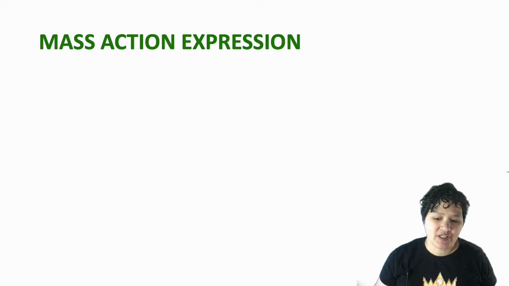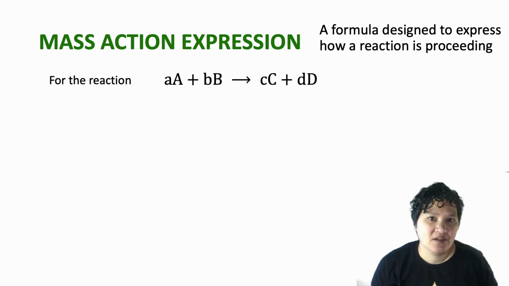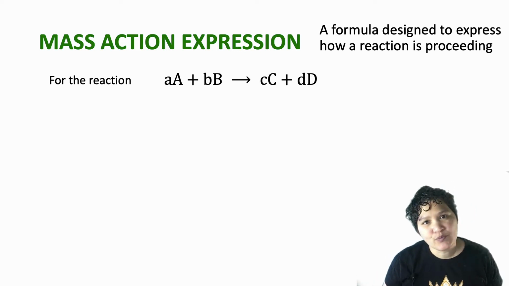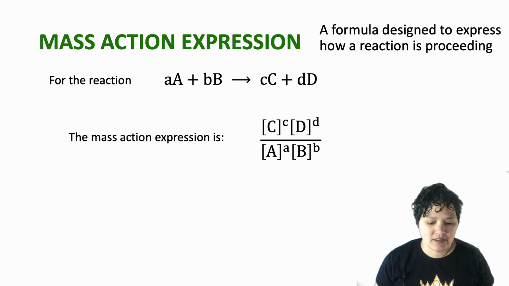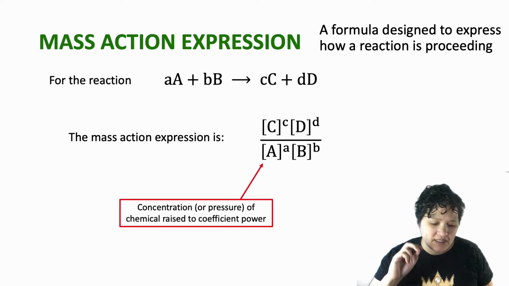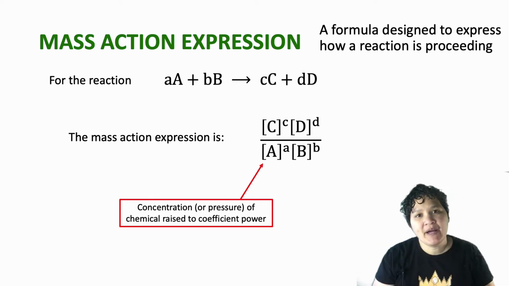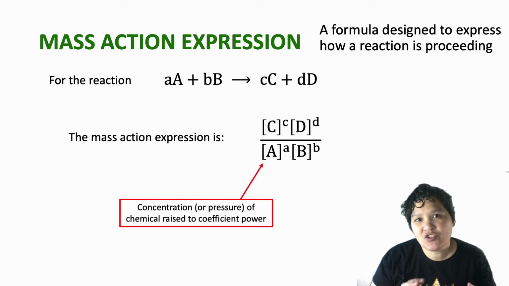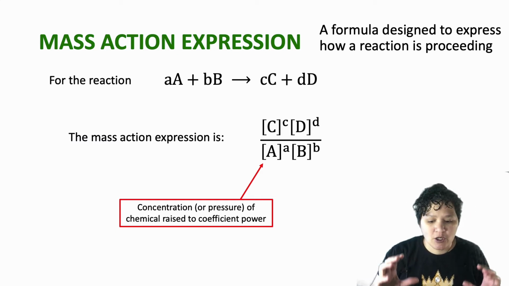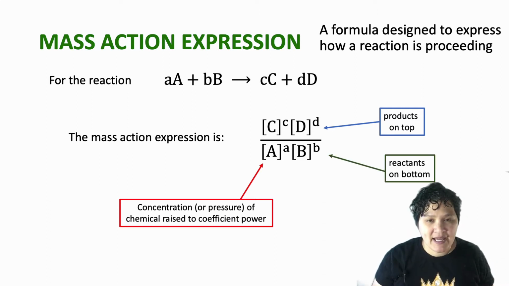So the mass action expression is basically a formula that tells us what's going on in a reaction. And for our generic reaction with two reactants and two products, each with their own coefficients, the mass action expression is going to look like this. Each chemical species in the reaction, be that products or reactants, is going to have its concentration raised to a power which is equal to the coefficient in the balanced chemical equation. And each of these terms are put into a fraction where the products go on top and the reactants go on bottom.